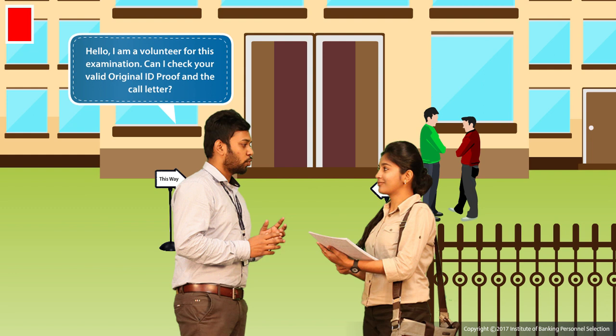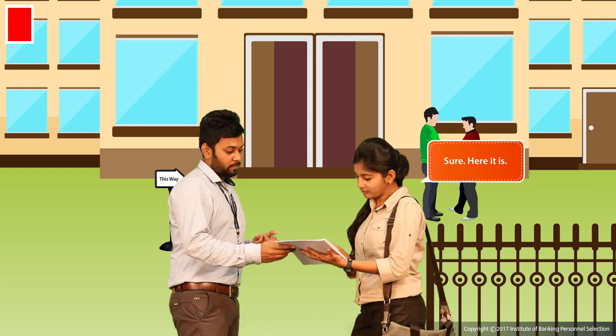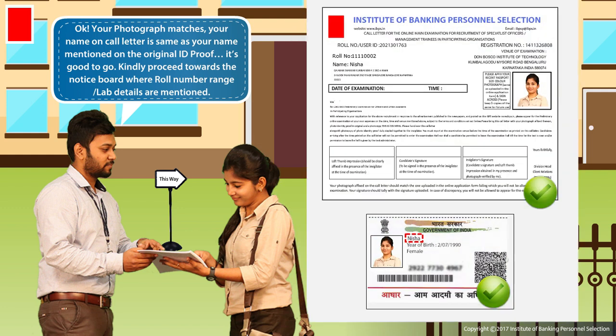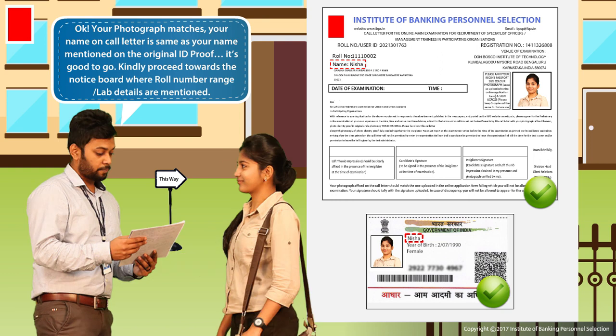Hello, I am a volunteer for this examination. Can I check your valid original ID proof and the call letter? Sure, here it is. Okay, your photograph matches. Your name on call letter is same as your name mentioned on the original ID proof. It's good to go. Kindly proceed towards the notice board where roll number range or lab details are mentioned.